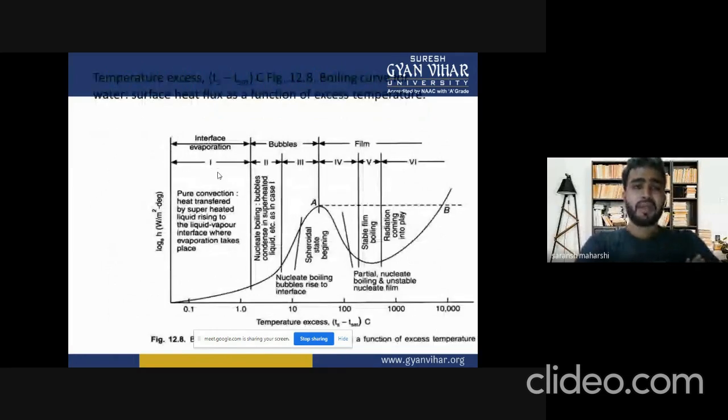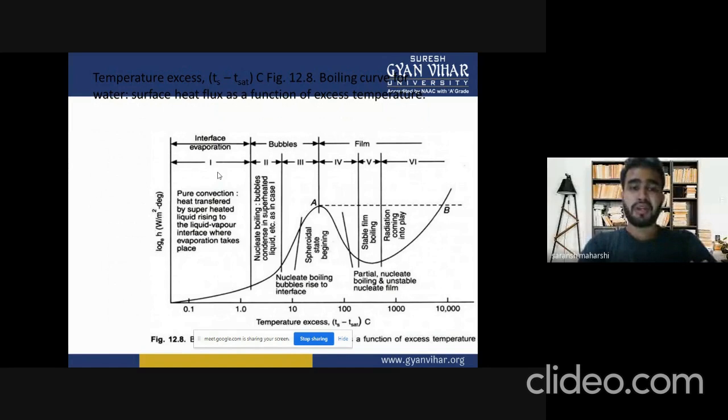Figure 12.8, boiling curve for water: surface heat flux as a function of excess temperature, Ts minus T saturated. Here, we will discuss this diagram, which is drawn between log q and the temperature axis. The temperature axis is Ts minus T sat, where T sat means T saturated, measured in degrees centigrade, and log q, the heat flux, is measured in watts per meter squared.